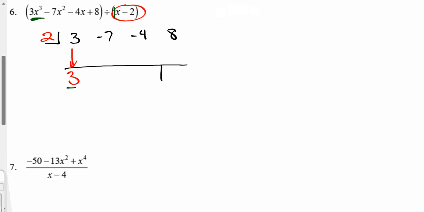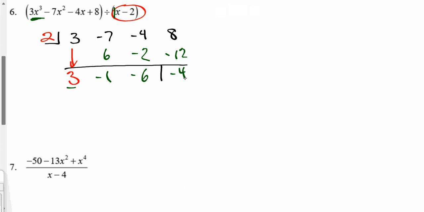Then we'll multiply 2 times 3, 6, and add, giving me -1. 2 times -1, -2. Add to give me -6. 2 times -6 is -12. Add to get -4. Is that what you got? Seeing a few nods. Good.